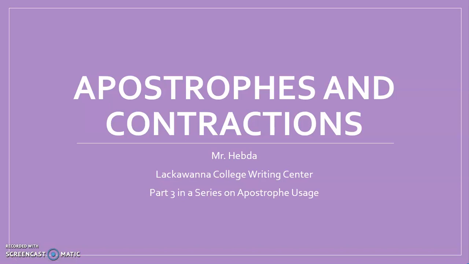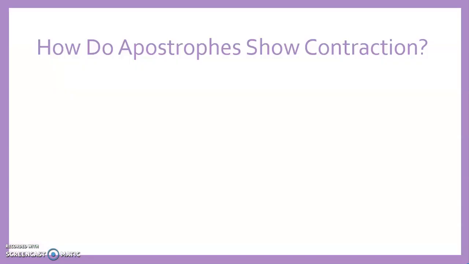Apostrophes and contractions. So how do apostrophes show contraction? And what are apostrophes, and what's contraction anyway? So, apostrophes, as a quick recap, are special punctuation marks that look like a little notch mark, and they come in between letters. One of the roles that an apostrophe plays in our writing is to show contraction.